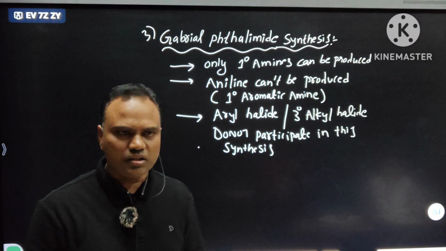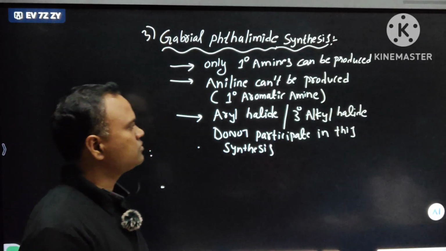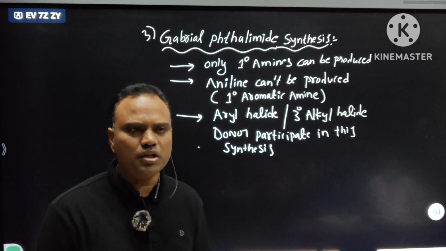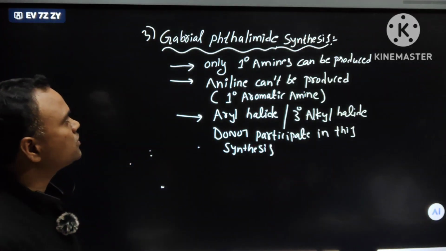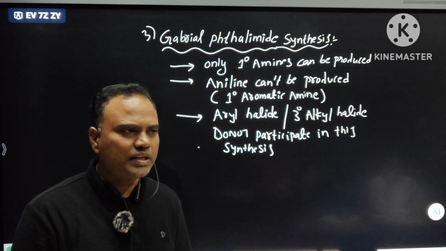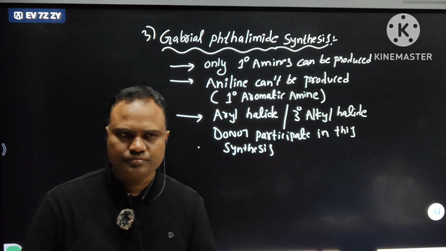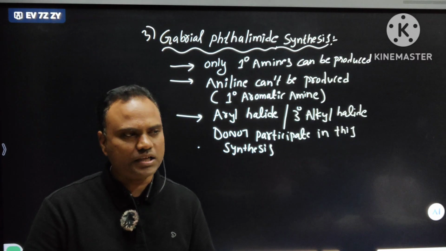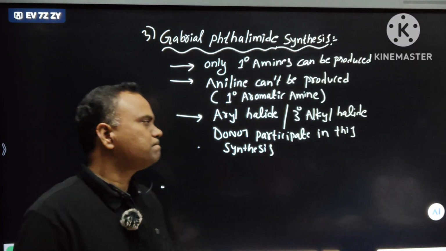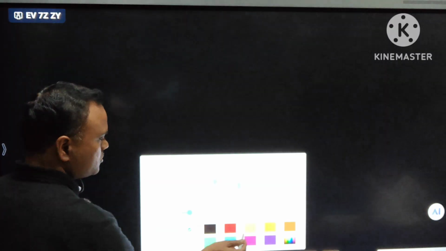Let us start. What is Gabriel phthalimide? What is the reagent, reactant, product? Mechanism also is very easy. Phthalimide: you know phthalic acid? Benzene with two COOH groups present in adjacent positions is called phthalic acid. I'll give you the preparation method later. First, I'll give you the basic equation.